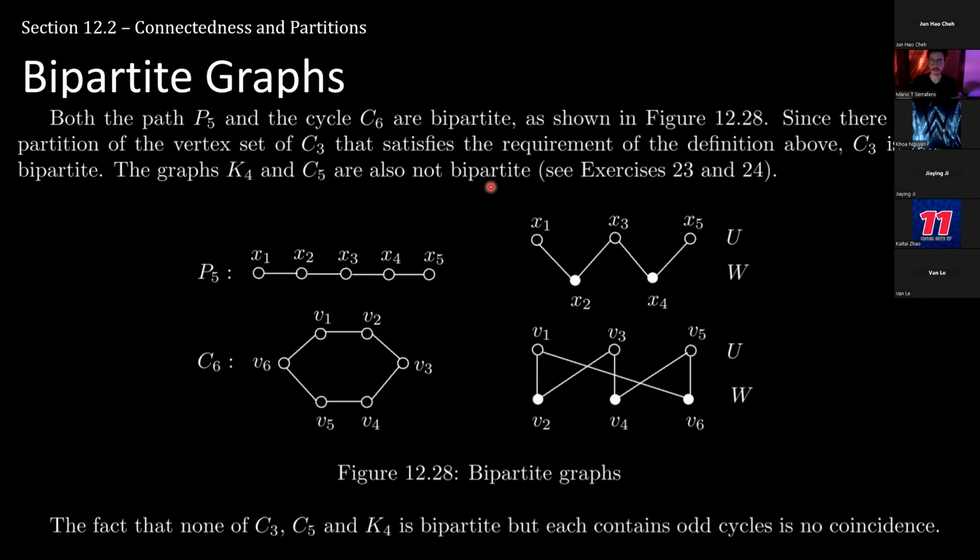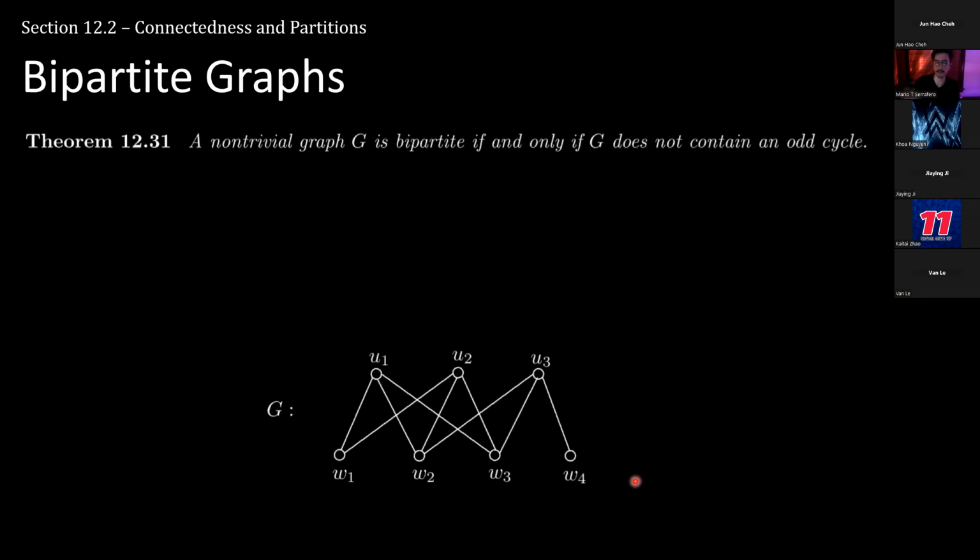So both of these, P5 and the cycle C6, are bipartite. There's no partition of the vertex set of C3 that satisfies the requirement. One thing to note here is that C3, C5, and K4, which are not bipartite, contain odd cycles.